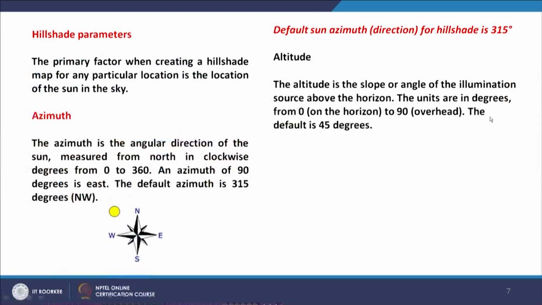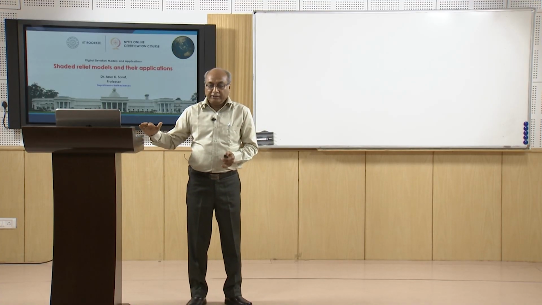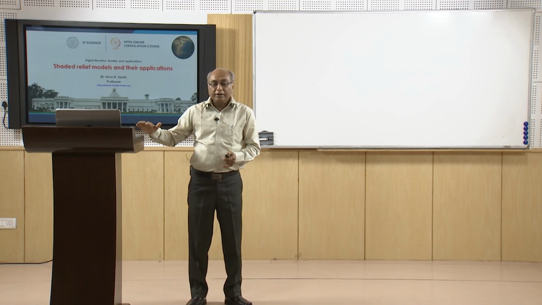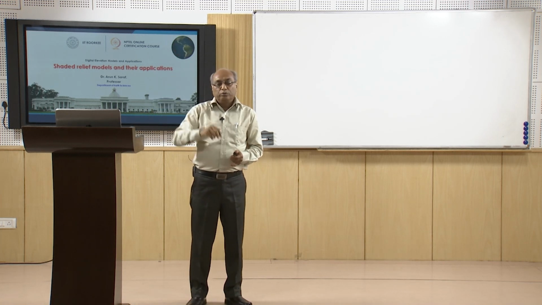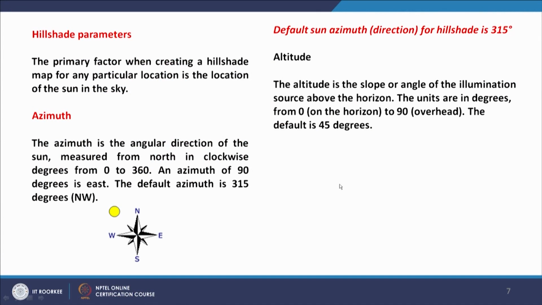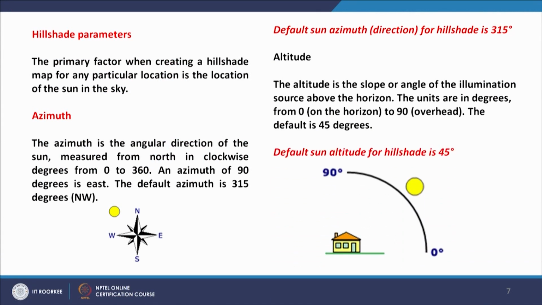As we know, in the early morning the sun is at 0 elevation, meaning it is parallel to our earth or horizon, and we say the sun is on the horizon. Then by noon it reaches overhead, and at that time the elevation angle becomes 90 degrees. The default value in most software is 45 degrees, so it is kept midway, whereas in the case of azimuth the default value is 315. This is what we are seeing here: the sun azimuth is always in the northwest direction, whereas the sun elevation or altitude is 45 degrees.